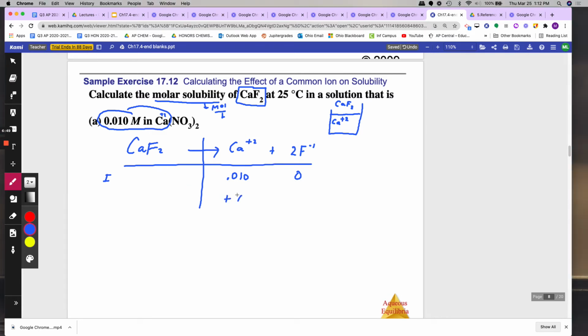So you're going to do plus x, plus x. So it's 0.010 plus x, and then x. So KSP is equal to Ca plus 2, F minus 1 squared. Oh, you don't write this down because it's a solid. Just ignore that. So let's plug it in.